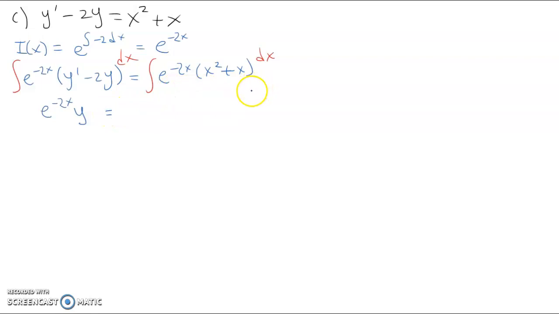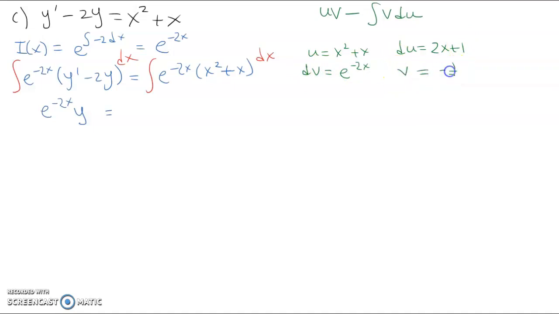Now this part, it seems like we have to use integration by parts. So if you guys remember, integration by parts is uv minus the integral of v times du. So for our case, I'm going to say that u is x squared plus x. So du is 2x plus 1, and dv is e to the power of negative 2x, and v is negative 1/2 e to the power of negative 2x.